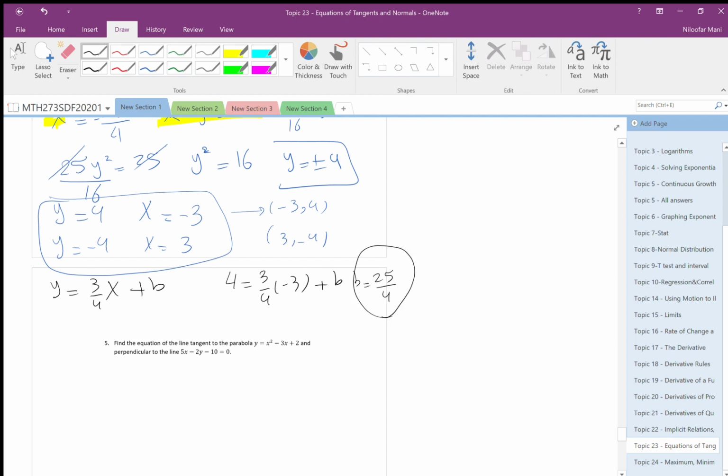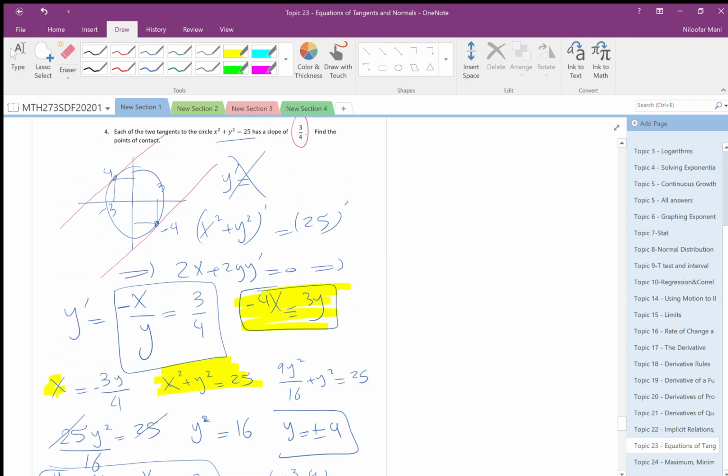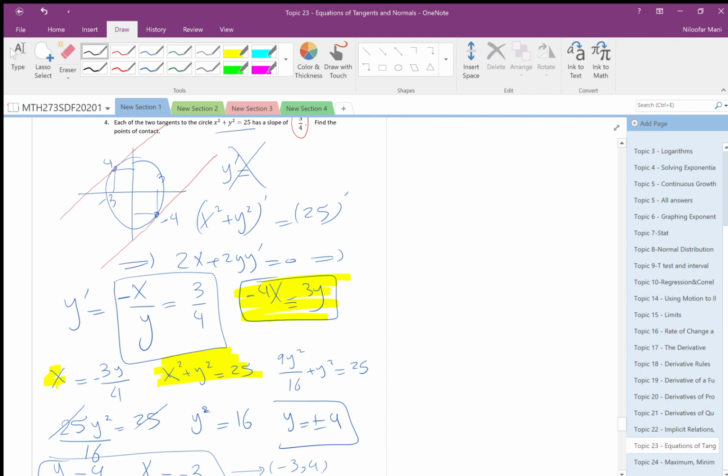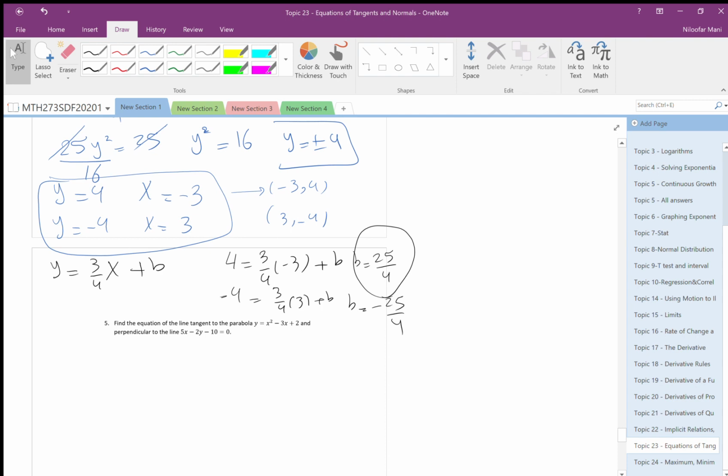Yes, and for the other one I put minus 4 equal 3 over 4 times 3 plus b, and b is minus 25 over 4. Okay, so it's here and here. So these are the two y-intercepts.